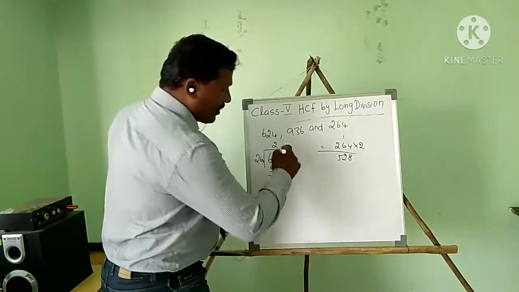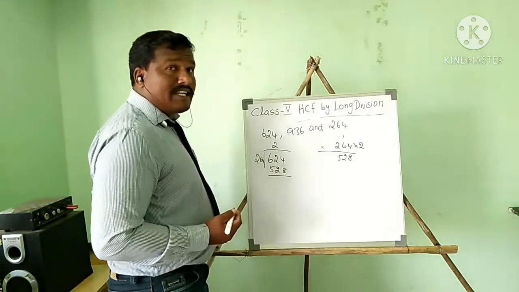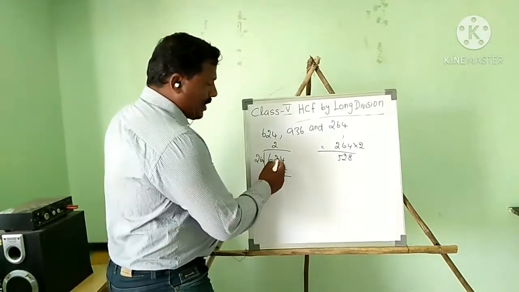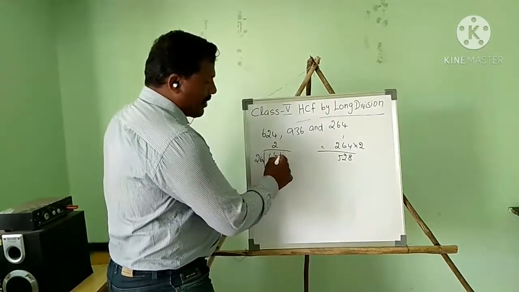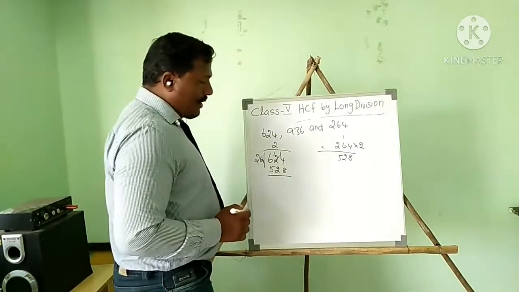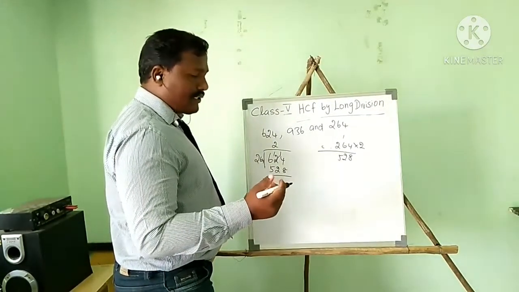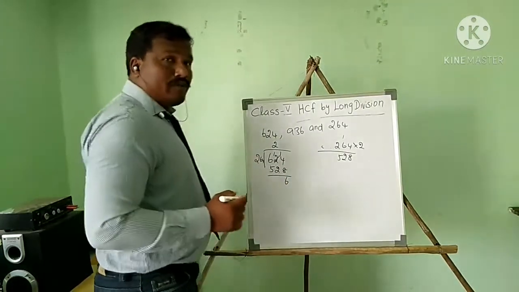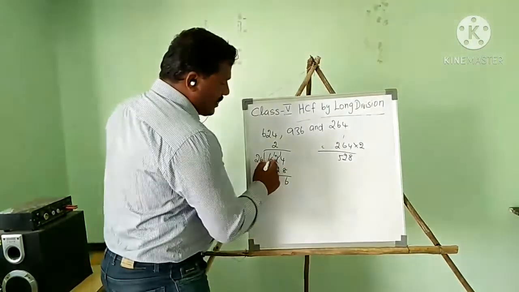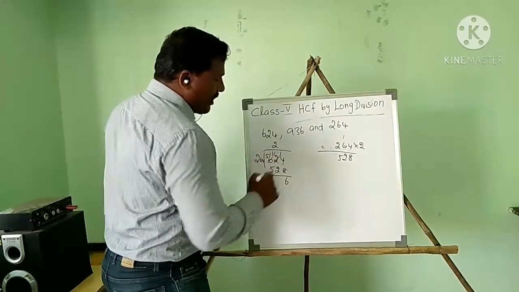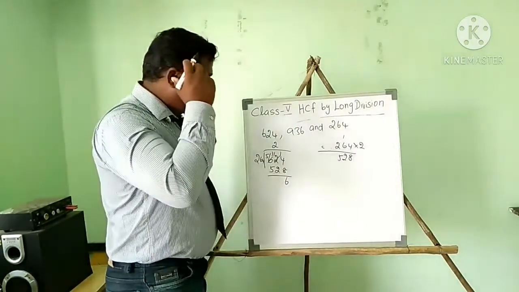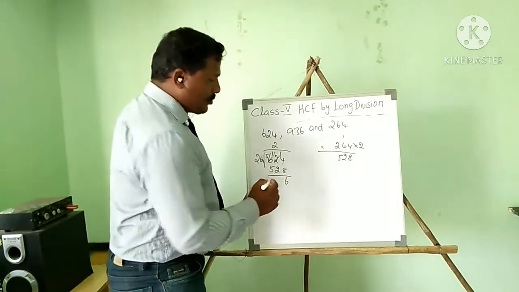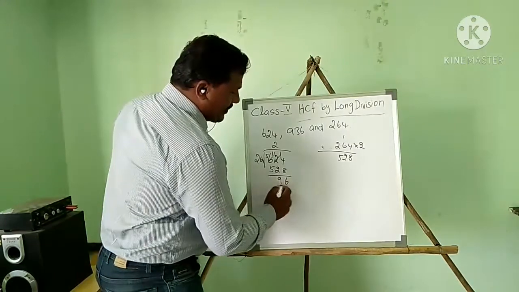528. Now after subtraction you will get a remainder. Okay, so 4 minus 8 we can't subtract, so I will borrow from the nearby number 1. Now 14. So 14 minus 8 is 6, so 6 is the remainder. Then 1 minus 2 we can't subtract, so I will borrow from the nearby number. So 11 minus 2 is 9. So 9 is the remainder.